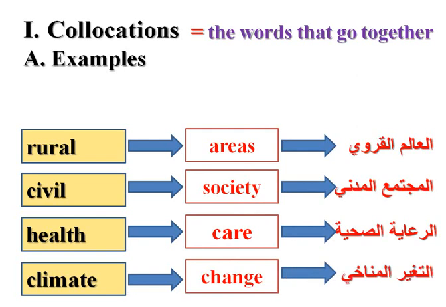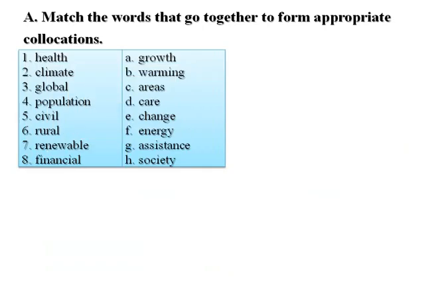Now let's do some practice. The first exercise, match the words that go together to form appropriate collocations. So we have some words: health, climate, global, population, civil, rural, renewable, financial, and in the next column we have growth, warming, areas, care, change, energy, assistance, and society. So the first one we have health goes with care.